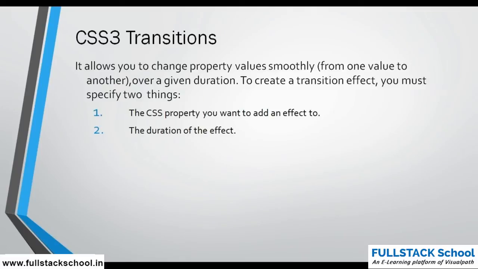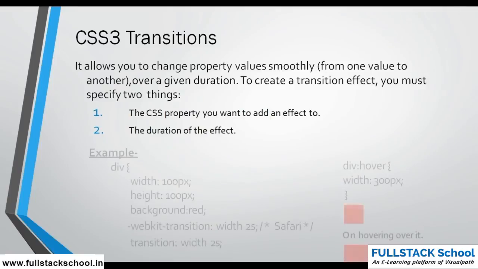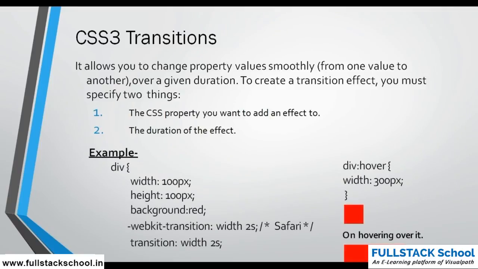CSS3 transitions allow you to change property values smoothly from one value to another over a given duration. To create a transition effect, you must specify two things. One, the CSS property you want to add an effect to, then the duration of the effect. For example, which you can see over here. On the right hand side, you can see there is a small red box, and then on the hover, it needs to transition from left to the right.